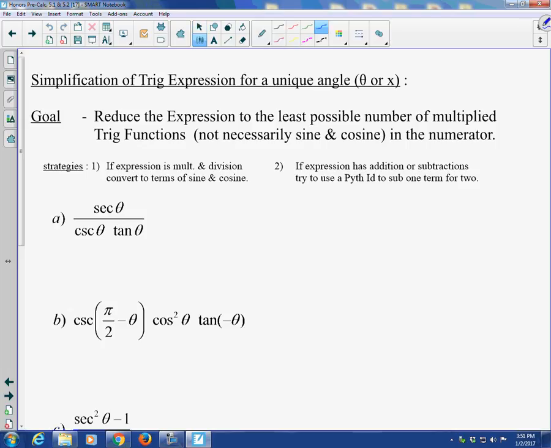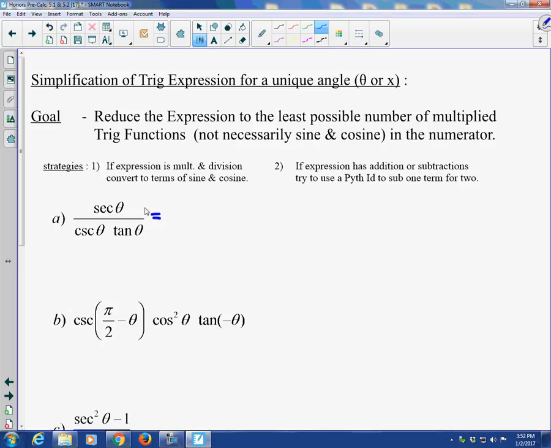All right, so right here we're going to look at A first. And then we're going to let you guys try B. So right here with A, we've got secant theta over cosecant theta tan theta. Now right here, everything is in terms of multiplication and division. So immediately, I can change everything to sine and cosine, right?